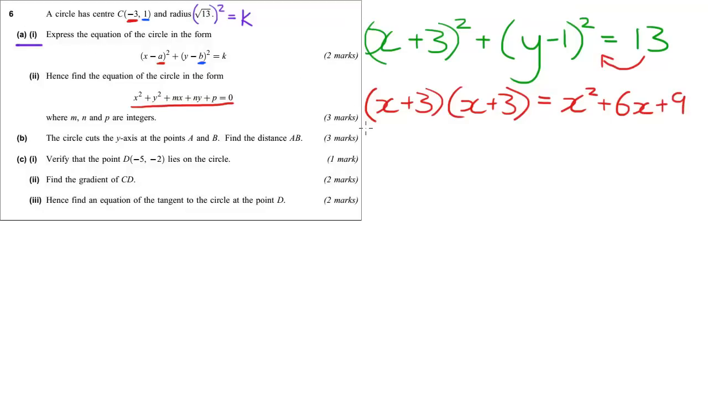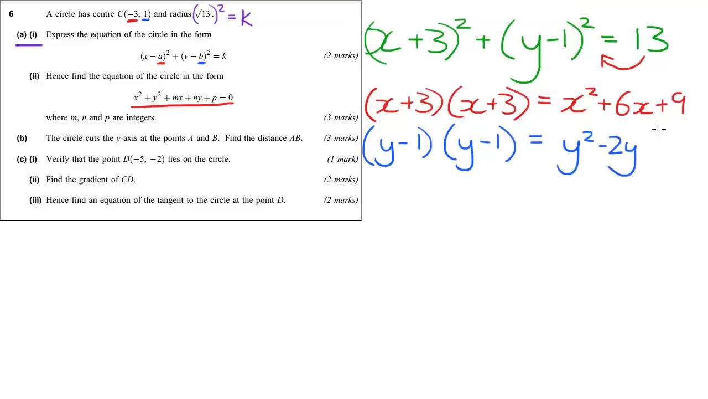And we'll do exactly the same thing for the next bracket. We have y minus 1 and y minus 1 again. So we're going to get y squared minus y minus another y, so minus 2y. Then minus 1 times minus 1 is plus 1. So let's write out what we have so far in this order: x squared plus y squared, then plus 6x we got from here, and then minus 2y we got from there.